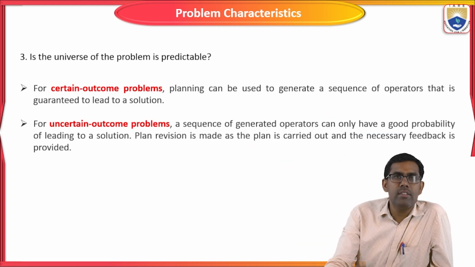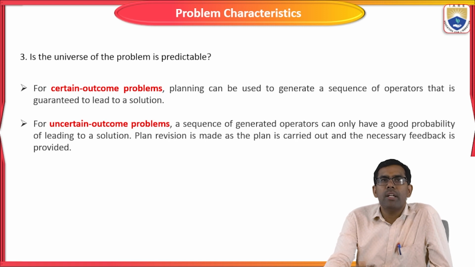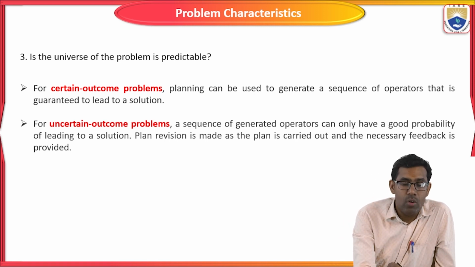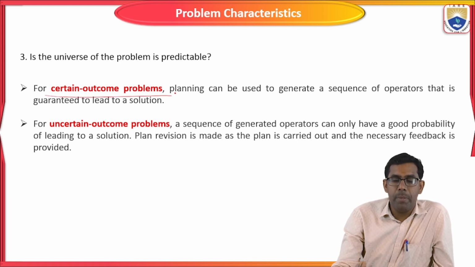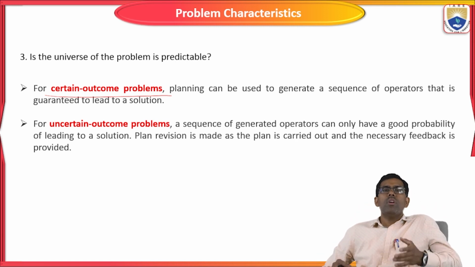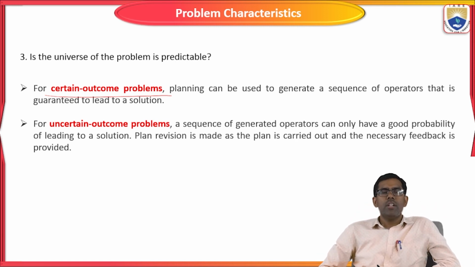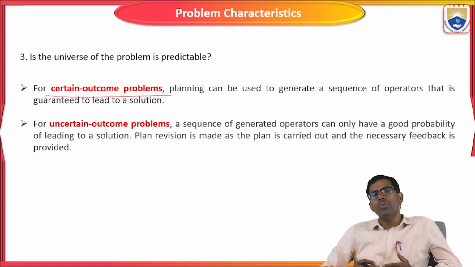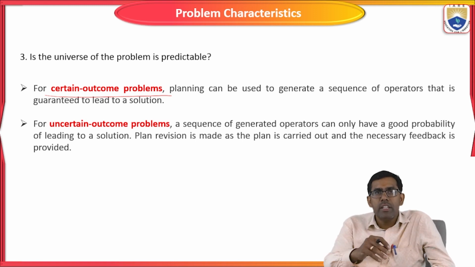The third one is: the universe of the problem is predictable. It has two types. The first is certain outcome problems, where the plan can be used to generate the sequence of operators that leads to the solution. If you have some expressions, we use some addition, scalar addition or matrix addition, subtraction, multiplication. Some special operators are used to solve a particular problem to reach the goal state. That is a certain outcome problem.